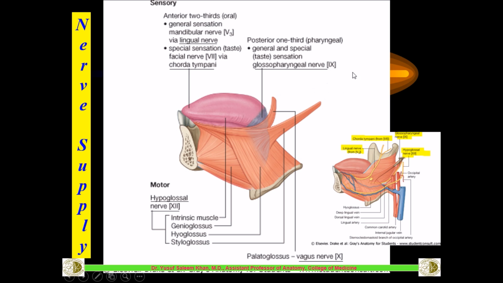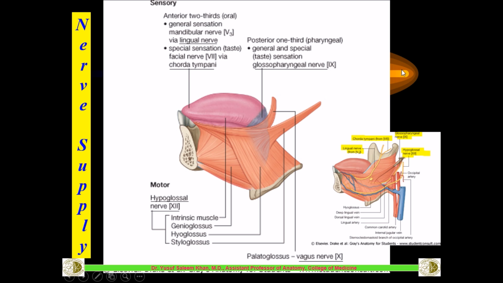For the posterior one third of the tongue, both the general and the special sensation are by the glossopharyngeal nerve. If you can see here, they have shown you the glossopharyngeal nerve. So this carries the special as well as the general sensation. For the posterior one third, the general and special sensation is by the same nerve, the glossopharyngeal nerve. But for the anterior two thirds, the general sensation is by the mandibular nerve via the lingual nerve, and the special sensation is from the facial nerve through the chorda tympani nerve.